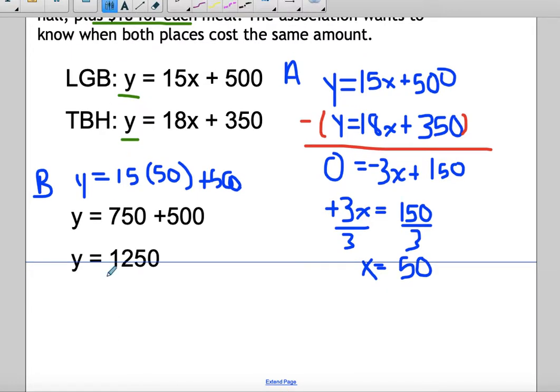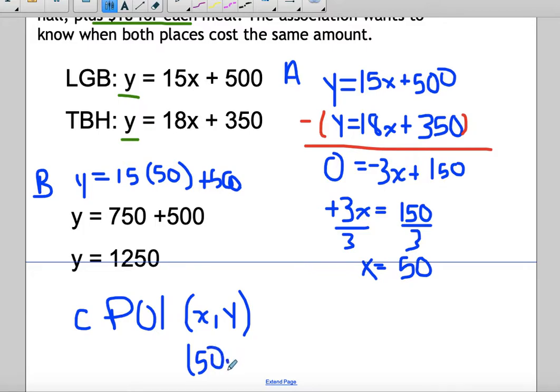Our part C of this is when we say our point of intersection with coordinates x, y is equal to 50 and 1250.